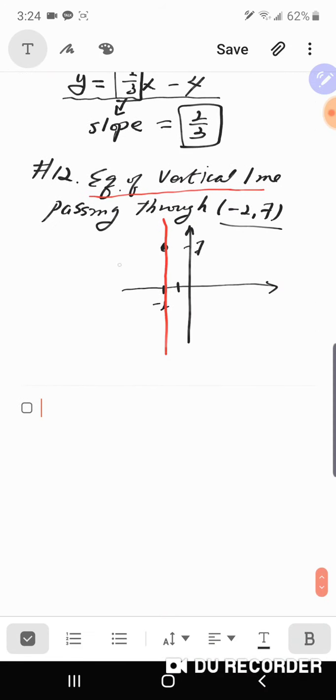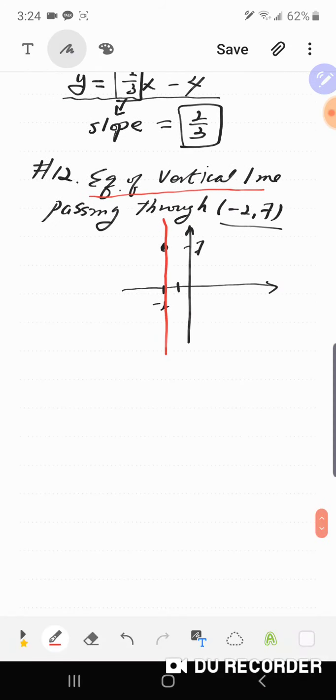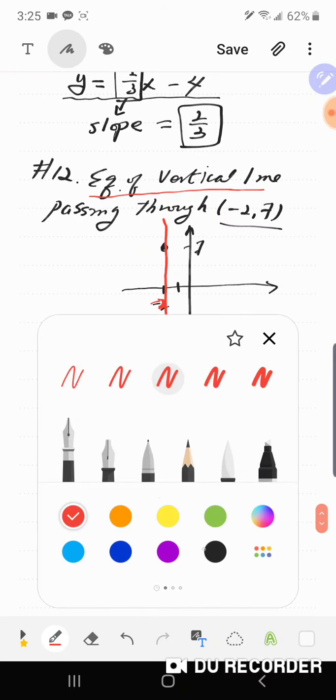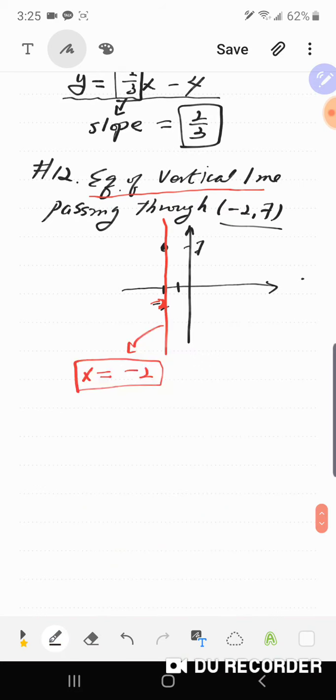The equation of a vertical line is x equals the x value. What's the x value of this line? Negative 2, right? So that's the equation of the vertical line. How about a horizontal line? A horizontal line is y equals the y value.